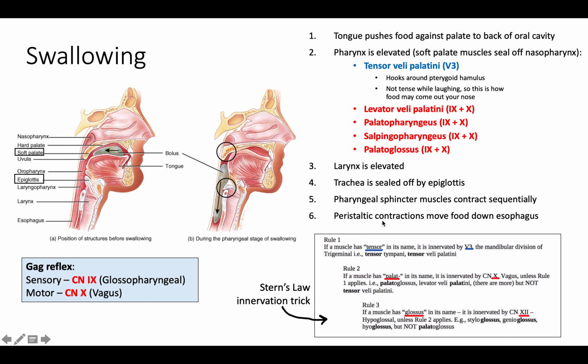This Stern's law trick can help you if you can't remember what it's innervated by. If it has the word tensor in its name, it's innervated by V3, like tensor tympani, tensor veli palatini. If it has palate in its name, it's innervated by cranial nerve 10, unless Rule 1 applies. So we've got palatoglossus, levator veli palatini, but remember, tensor veli palatini is V3. And if a muscle has glossus in its name, it's innervated by cranial nerve 12. So we've got the hypoglossal, unless Rule 2 applies. So like styloglossus, genioglossus, hyoglossus.